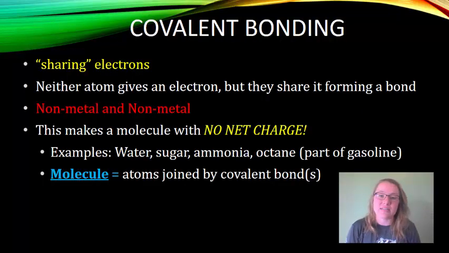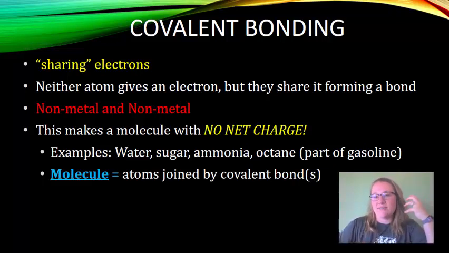Covalent bonding is the next type of chemical bond. This does not involve any stealing. In fact, covalent bonding involves sharing of electrons. So what happens is neither atom gives an electron away. Instead, they both count each other's electrons as their own. Make sure you remember covalent bonding happens between two non-metal elements, and this creates a molecule with no net charge.